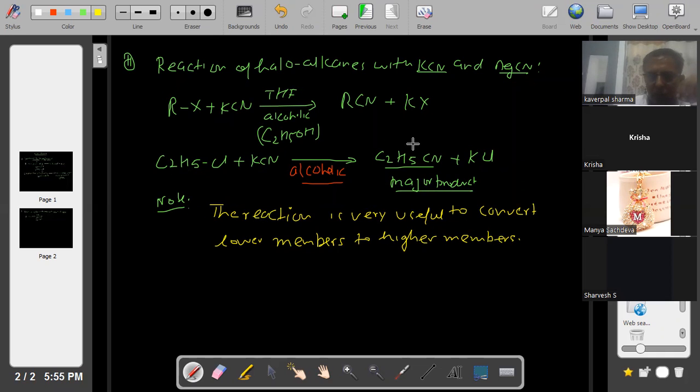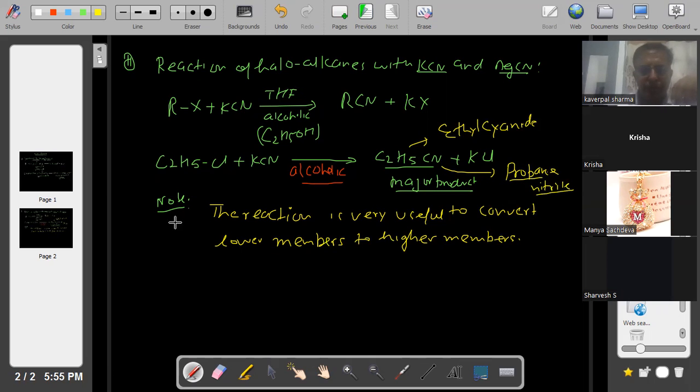So this is ethyl cyanide, common name. IUPAC name is propane nitrile: 1, 2, 3, three carbons. IUPAC name propane nitrile. Now this is the A part. Now this is the B part.